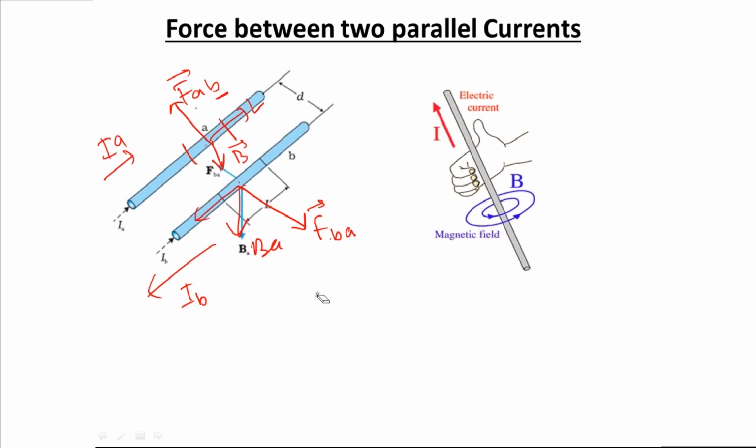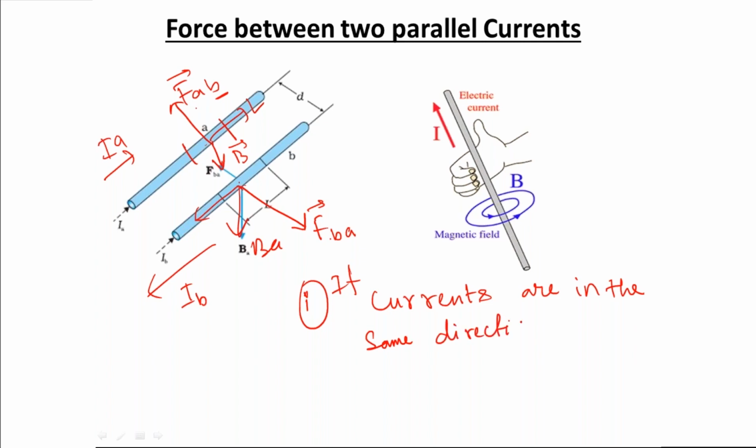Then you will easily be able to understand that when the currents are anti-parallel to each other, or in opposite directions in parallel wires, they will be opposing each other. So then we get two results. If currents are in the same direction, the conductors will attract each other.